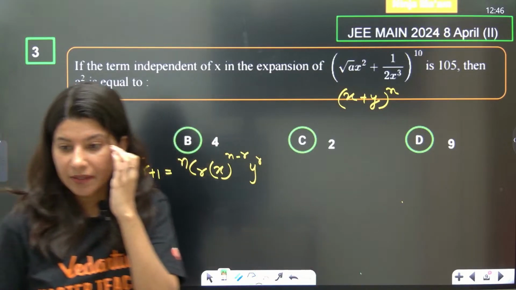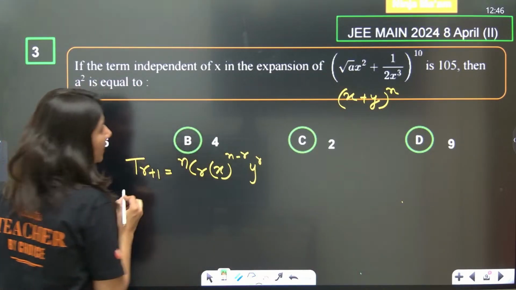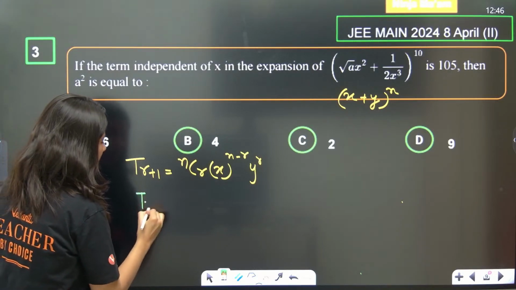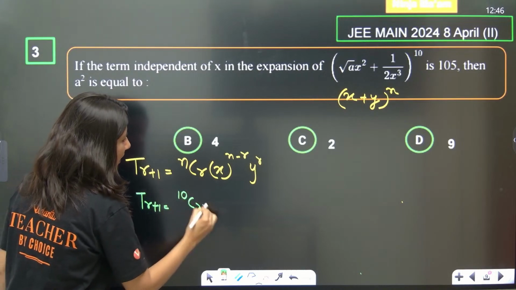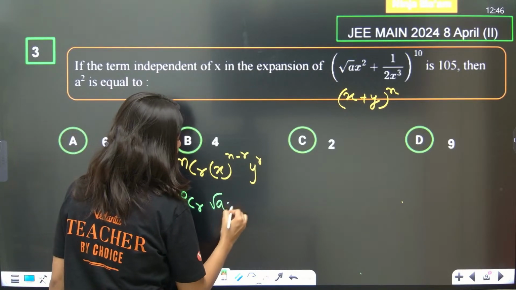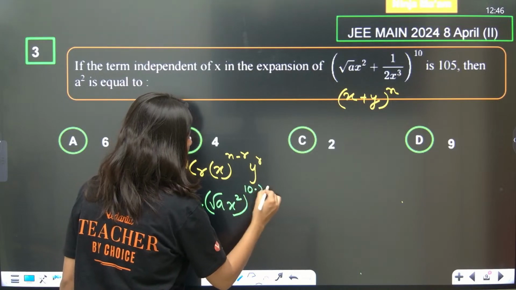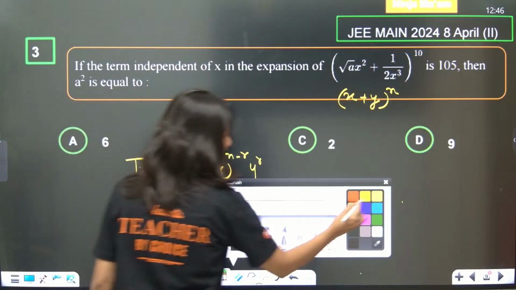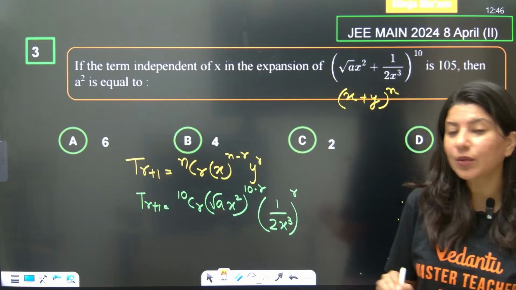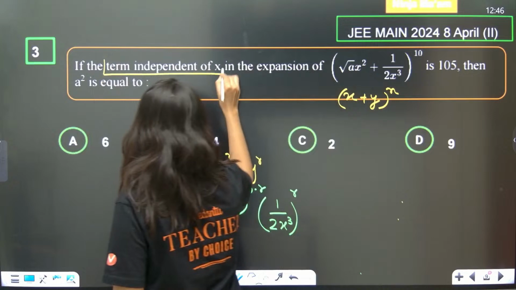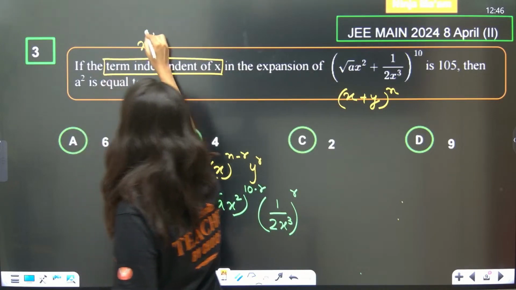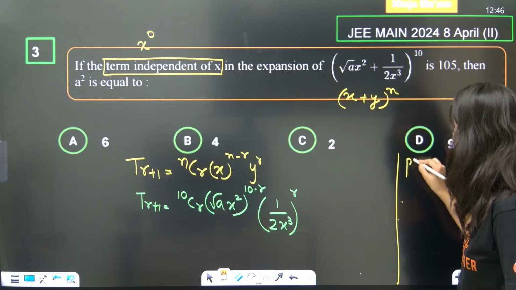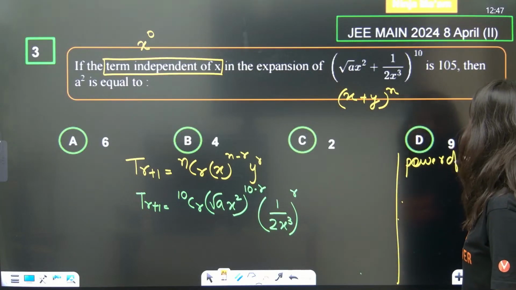Alrighty, clear? Everybody? Okay. Now TR plus 1. Correct. So over here n is 10. Okay? So TR plus 1 is equals to 10 CR. Then you are having root A x square power 10 minus R and 1 upon 2x cube power R. Yes? Okay. Alright. Now what are you looking for? Term independent of x. Term independent of x means that power of x will be 0. So collect the power of x and make it 0. Power of x should be equals to 0.